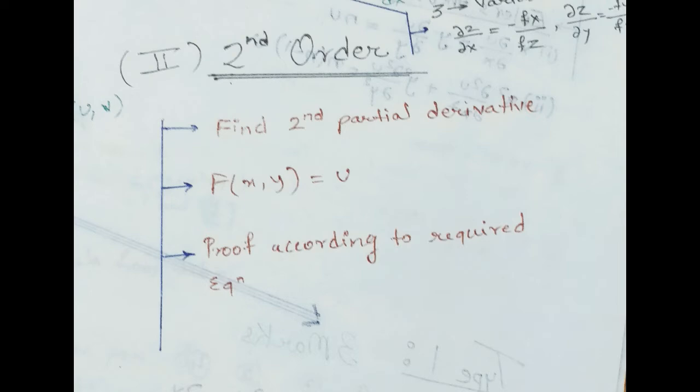After finding the derivative, we have to assume the function f of x y to be u, and then prove according to the required equation that we need in the question. So after following these three steps, we will get the required proof that we are willing to have.